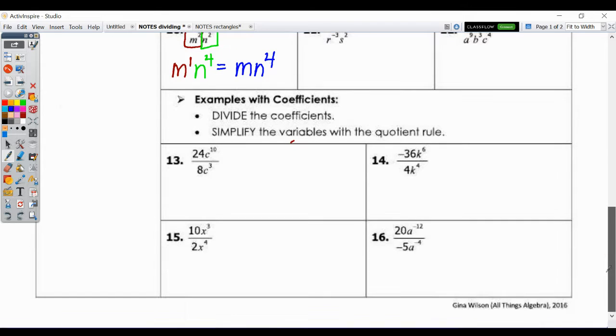Okay? Let's look at some with coefficients. So look at number 13. This has some coefficients, some regular numbers. Those behave just like regular numbers. So I'm going to divide the regular numbers first. 24 divided by 8 is going to be 3. Then I deal with the variables and the exponents. I have c to the 10th divided by c to the third, so that's going to be c to the 7th. All I did was subtract 10 minus 3.